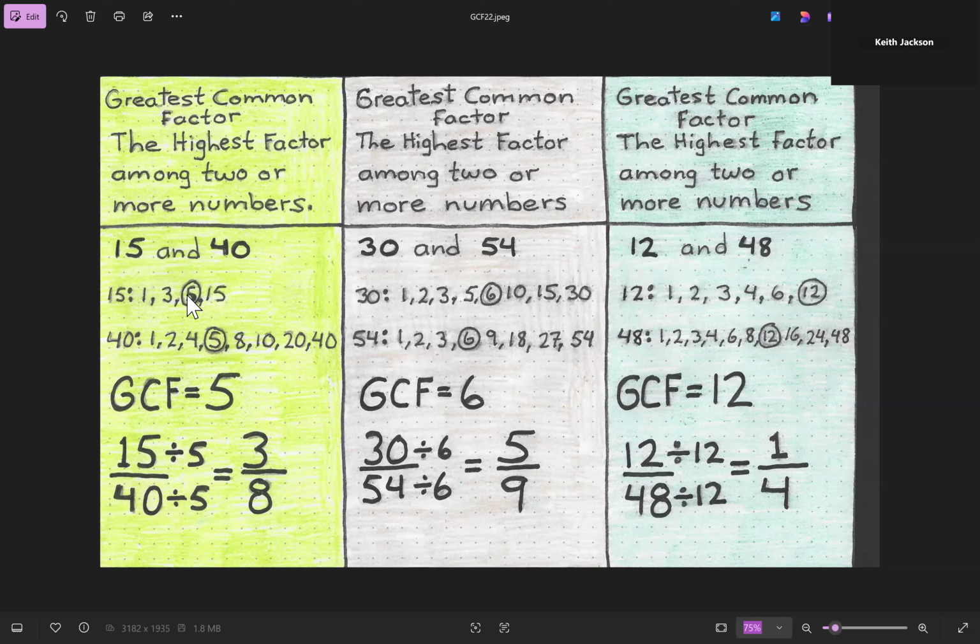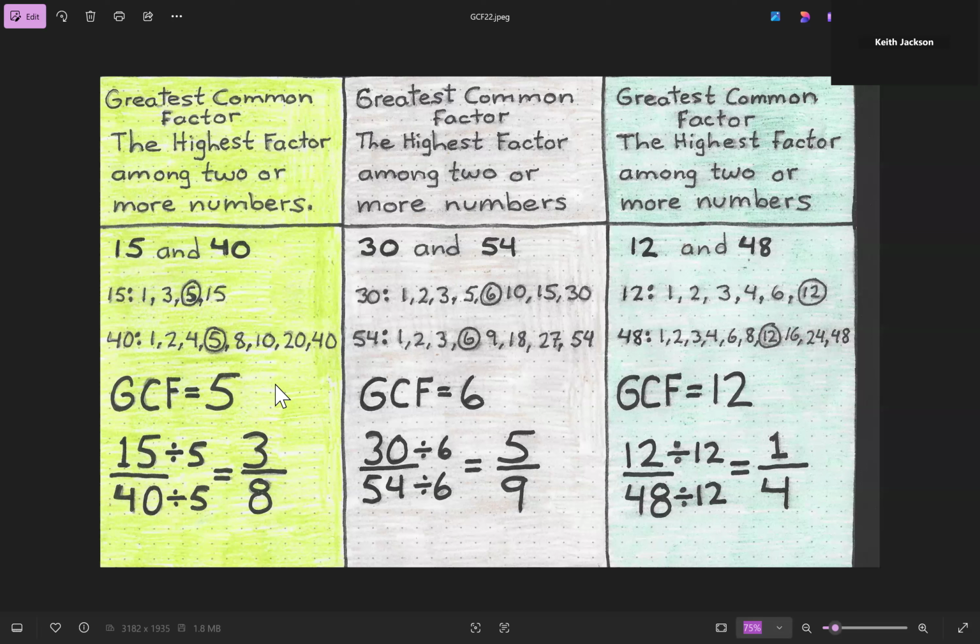And what we found right here is that, of course, 1 is a factor of both numbers, but did you know that 5 is the greatest factor of those two numbers? And so we're going to select 5 because 5 is the highest factor that 15 shares with 40. See, they have to have this factor in common, and it's the highest one that they have in common. And keeping in mind that we can also call the greatest common factor the GCF. And in this case, the GCF of 15 and 40 will be 5.